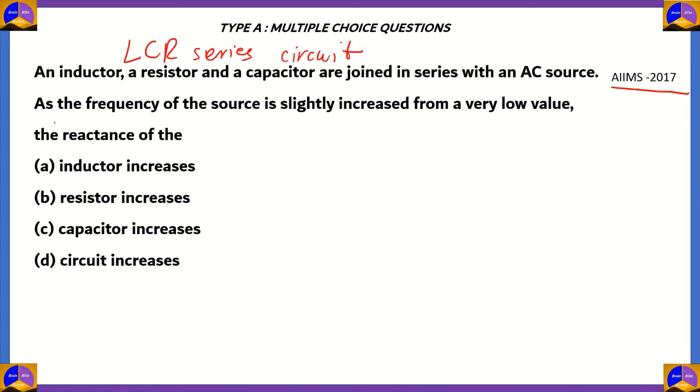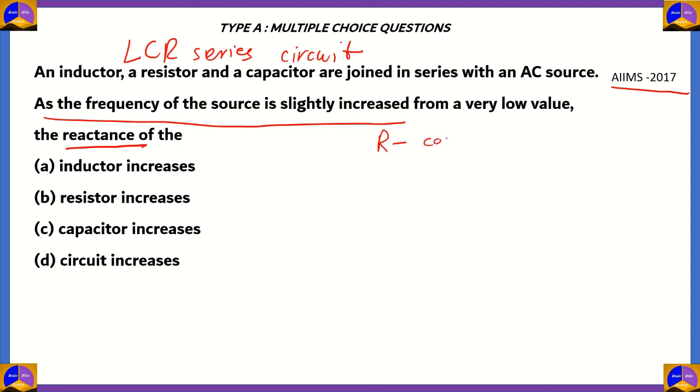The question: as the frequency of the source is slightly increased from a very low value, the reactance of which of these increases? So option A, inductor increases. Option B, resistor increases. Option C, capacitor increases. Option D, circuit increases. So, how do we look at this question? Now, in this question, we have L, C, and R, the three components.